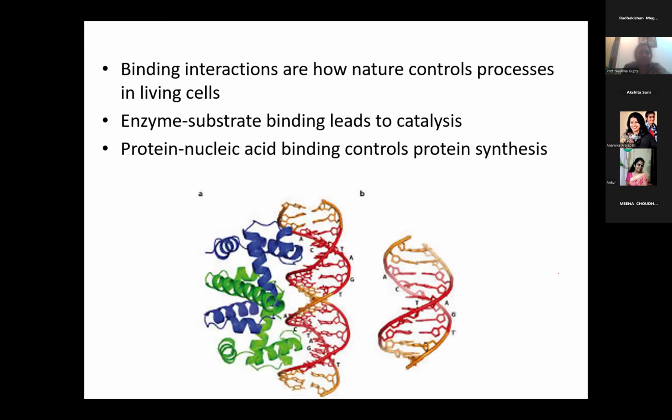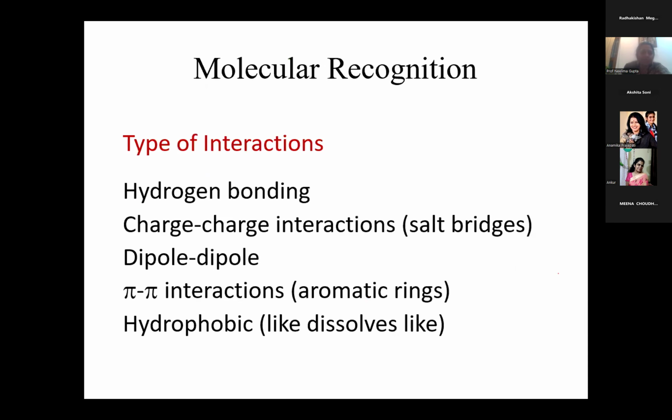So the binding interactions are how nature controls processes in living cells. Enzyme substrate binding leads to catalysis in our body. Protein nucleic acid binding controls our protein synthesis. So there are different types of interactions that are required for certain biochemical processes in our body.